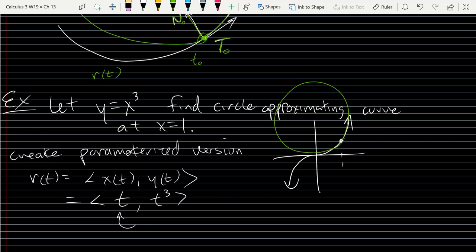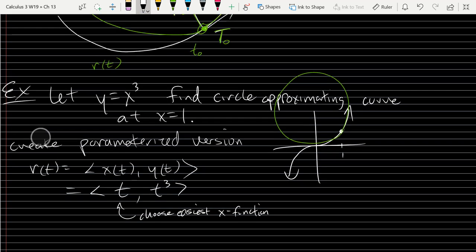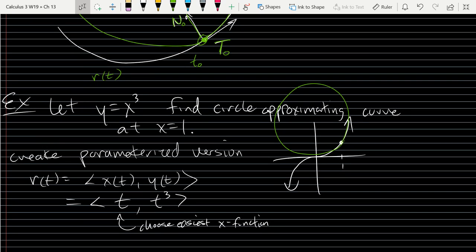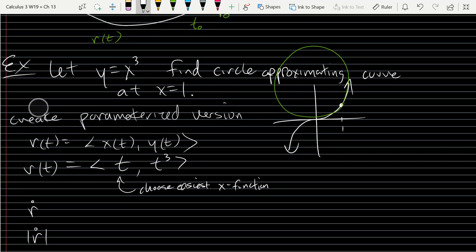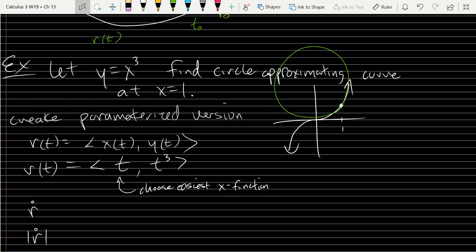All right, so again, I made that choice. I basically just chose the easiest x function I could think of, which was t. All right, you should be able to compute everything from this. So when in doubt, take a derivative, then take the magnitude of that derivative, and then keep going after that. The point on the curve is 1, 1 in Cartesian coordinates. So if you could find the center of the circle, you have a point on the circle, you should be able to get the entire equation of a circle from that.